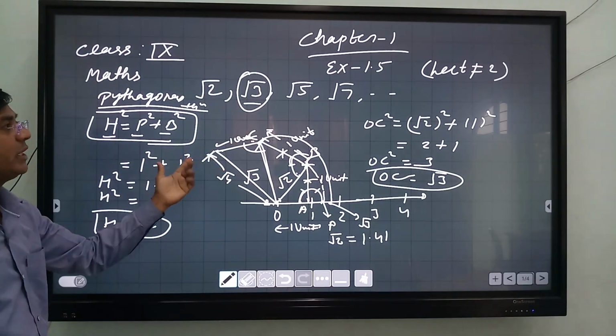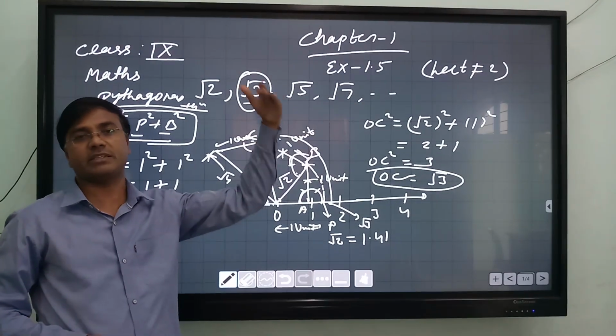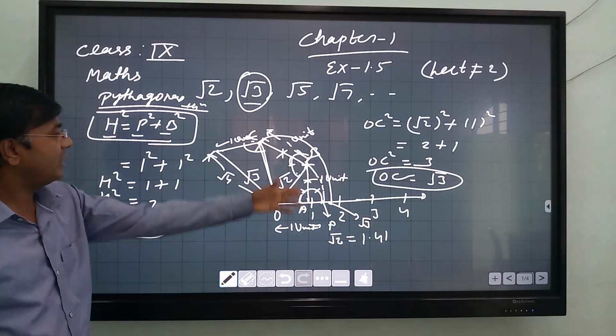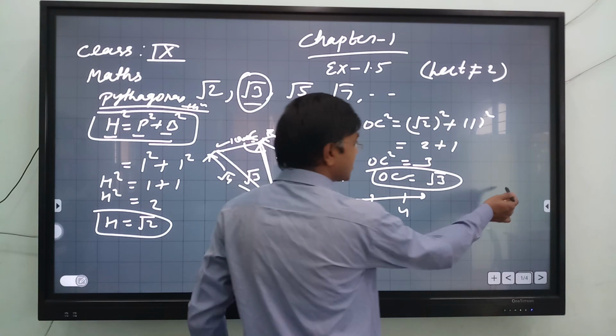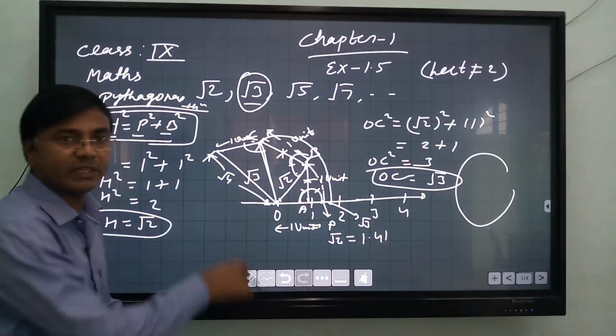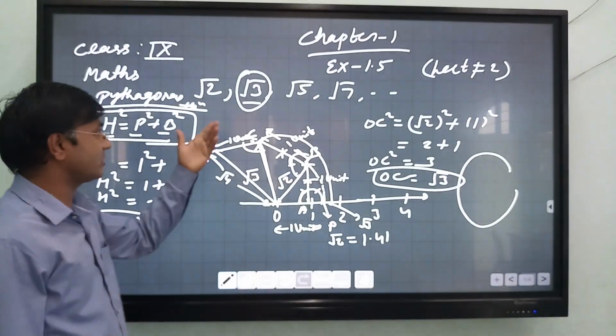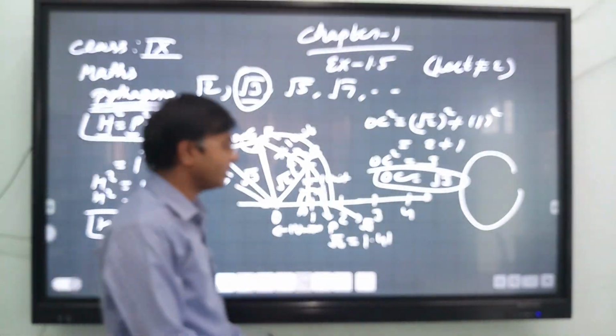Then again take 1 unit, under root 6. So this is how you will be getting under root 5, under root 6, under root 7 and so on. And finally you will get a spiral, that is a curve like this, if you proceed further in this way. So this is how you get to know all these types of numbers. Clear?